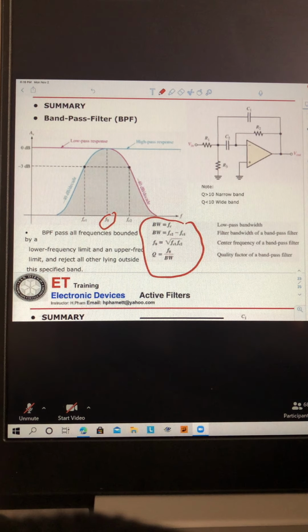That's very good. And also they get Q. Q means the quality of the filter. It will be F0 divided by the bandwidth. Okay?